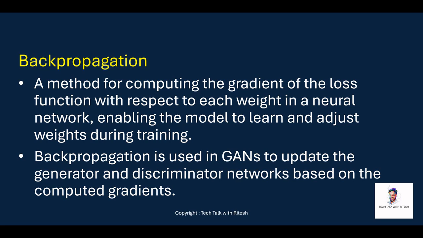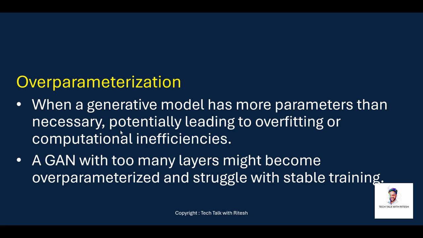Backpropagation is used in GANs to update the generator and discriminator networks based on the computed gradients. Overparameterization, when a generative model has more parameters than necessary, potentially leading to overfitting or computational inefficiencies. A GAN with too many layers might become overparameterized and struggle with stable training.